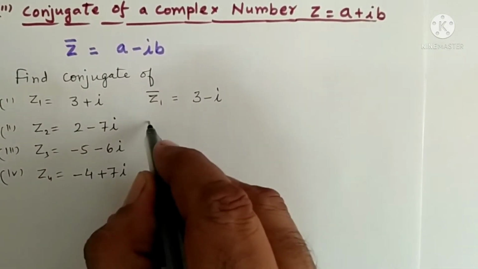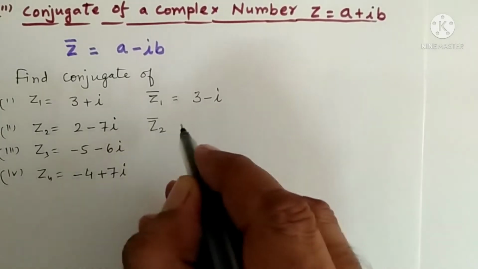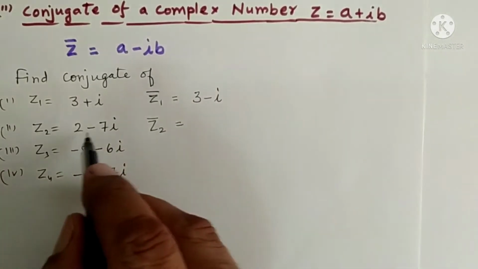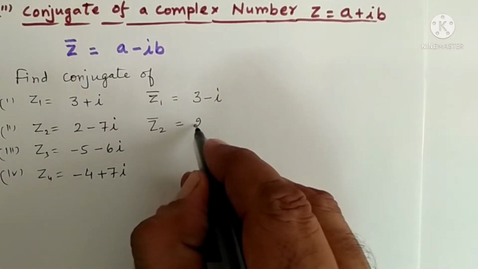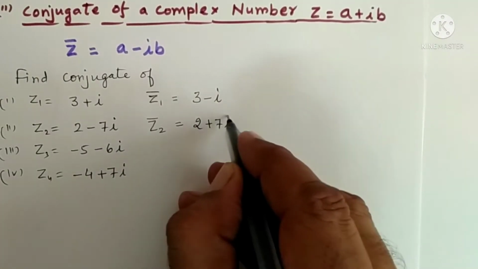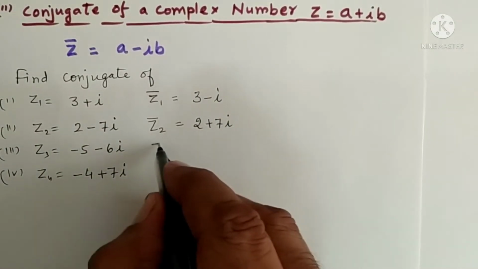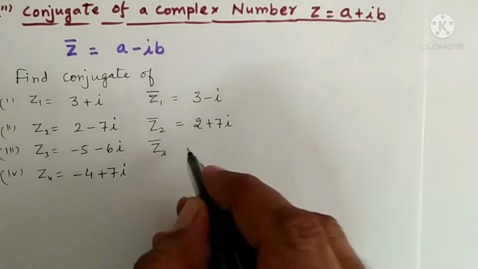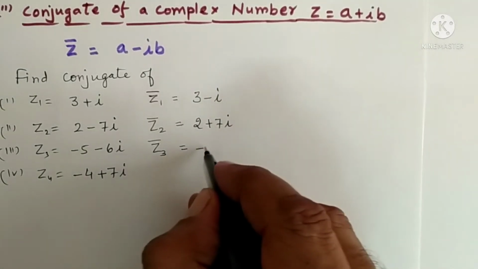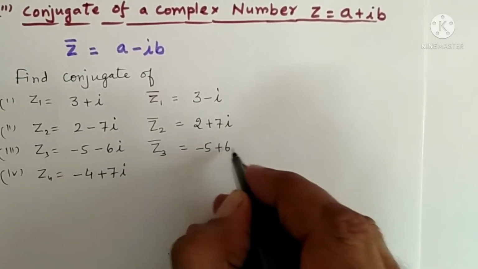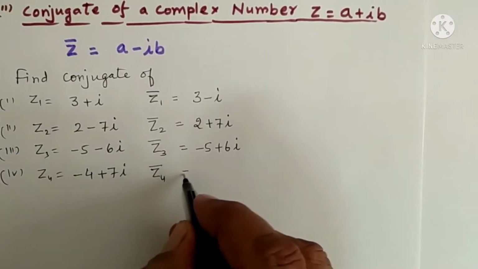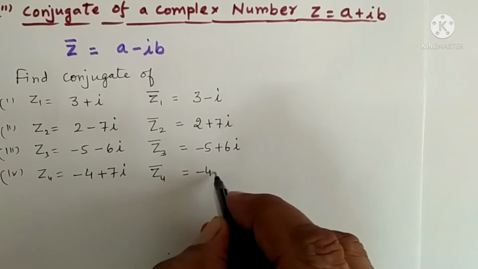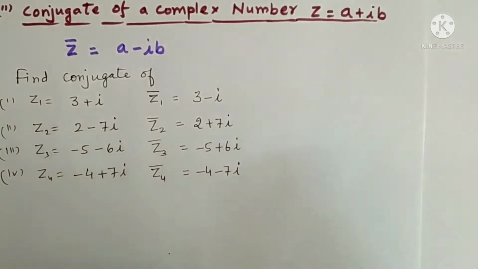Okay, and z2 conjugate will be equal to, look at 2 minus 7 iota, this minus we have to make plus, so we write here 2 plus 7 iota, and the conjugate of the third, z3 bar, equals minus 5 and plus 6 iota. Okay, and z4 bar will be equal to minus 4 minus 7 iota. So this way we can find the conjugate.